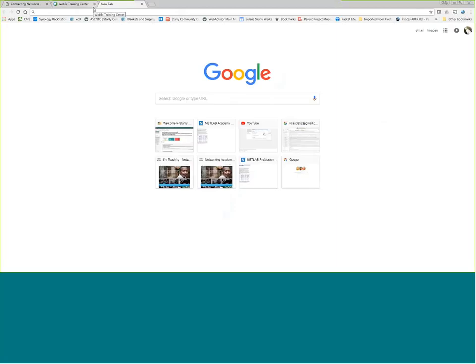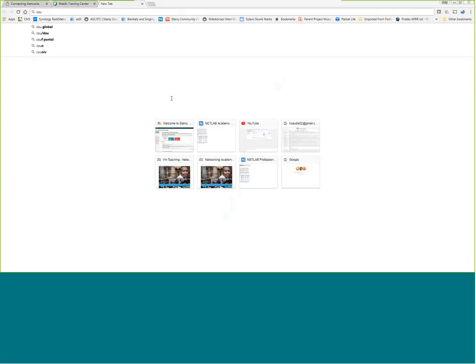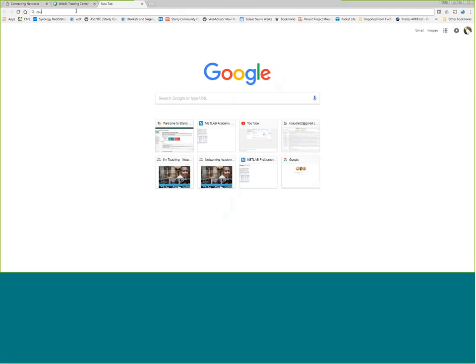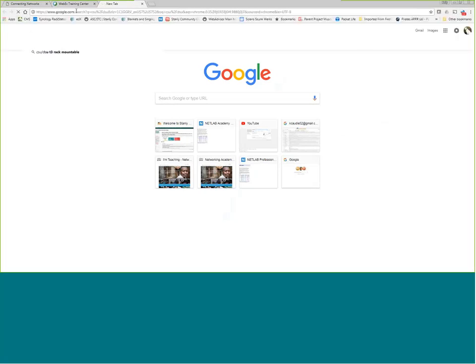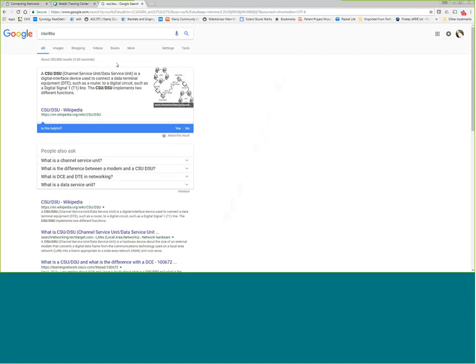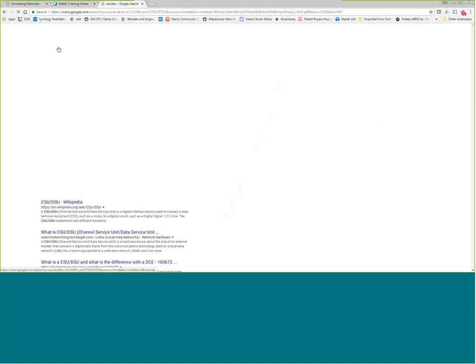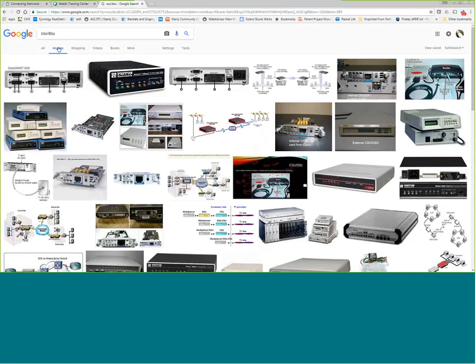Now, folks, one of the things that I hit the wrong button. Oh man, what in the world am I doing here? With a CSU/DSU, and we're looking at images. I can see those images here.